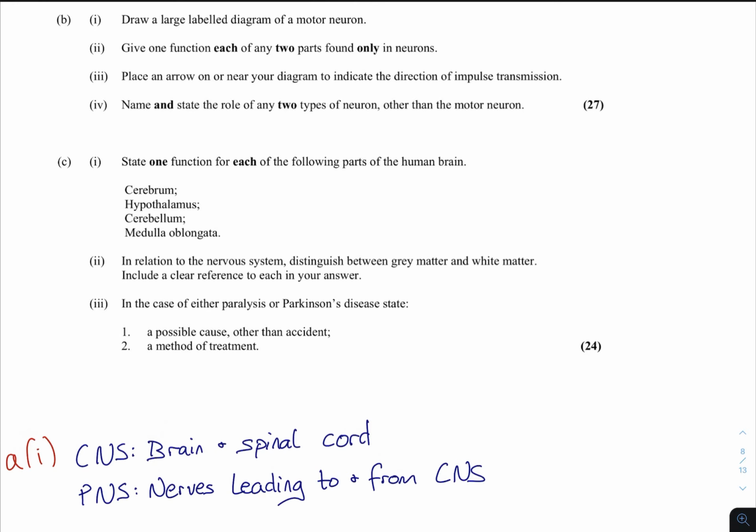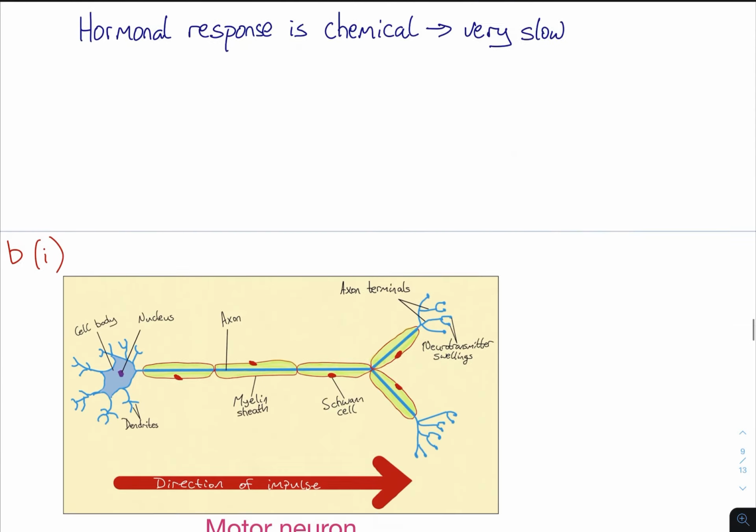Name and state any two types of neuron other than the motor neuron. So you've got the sensory neuron and you've got the interneuron.